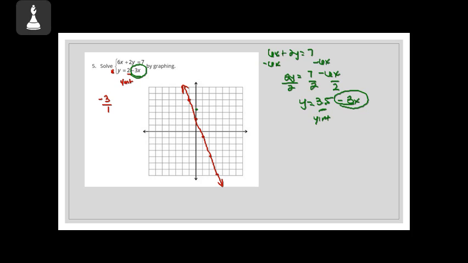So if I do this, go down 1, 2, 3 over 1, down 1, 2, 3 over 1, down 1, 2, 3 over 1, you're going to see that I'm never going to cross the other line because they have exactly the same slope. So this has no solution. There is no place that two parallel lines will intersect.